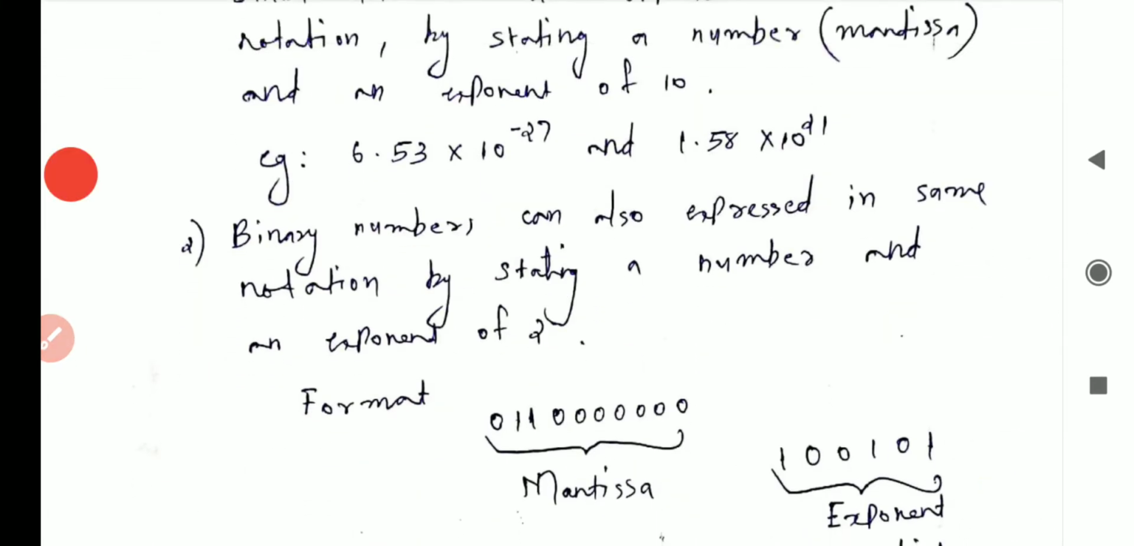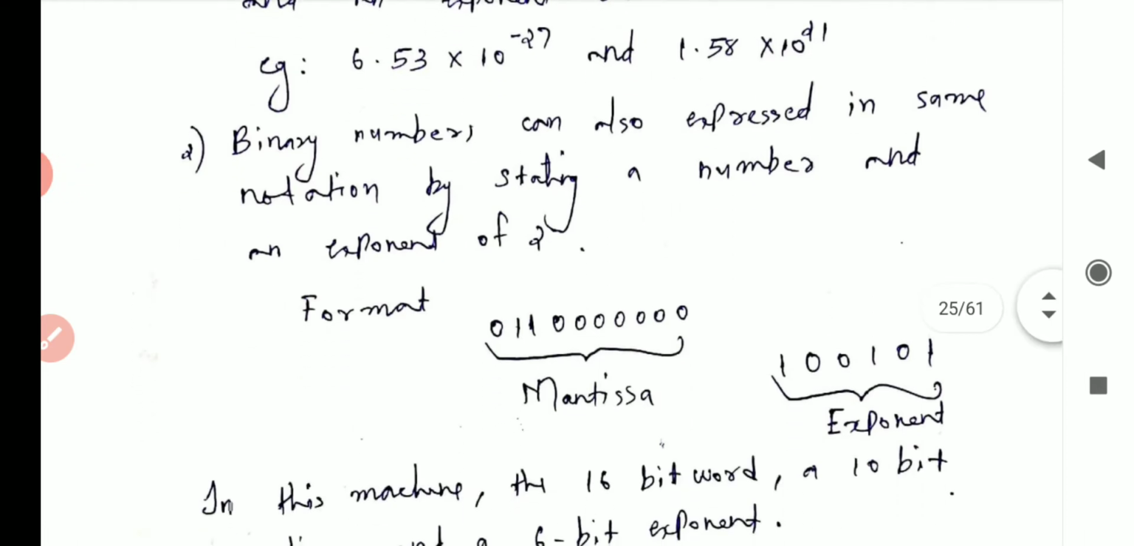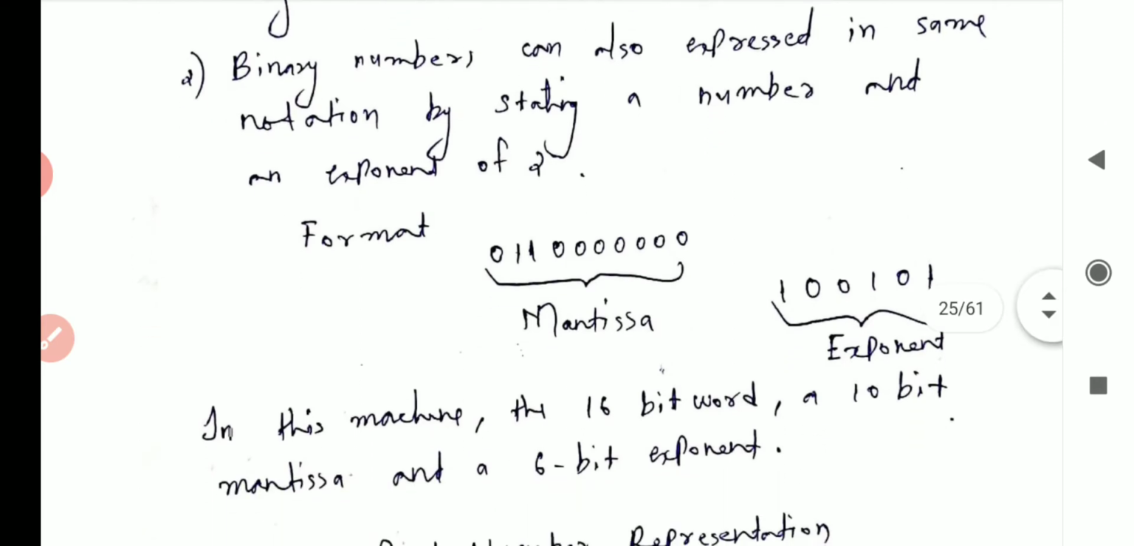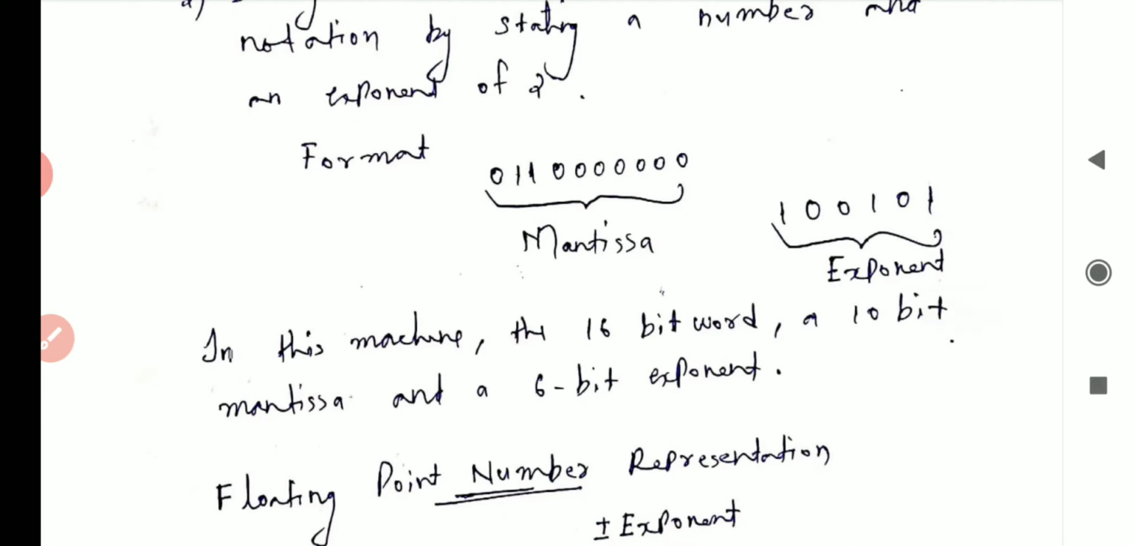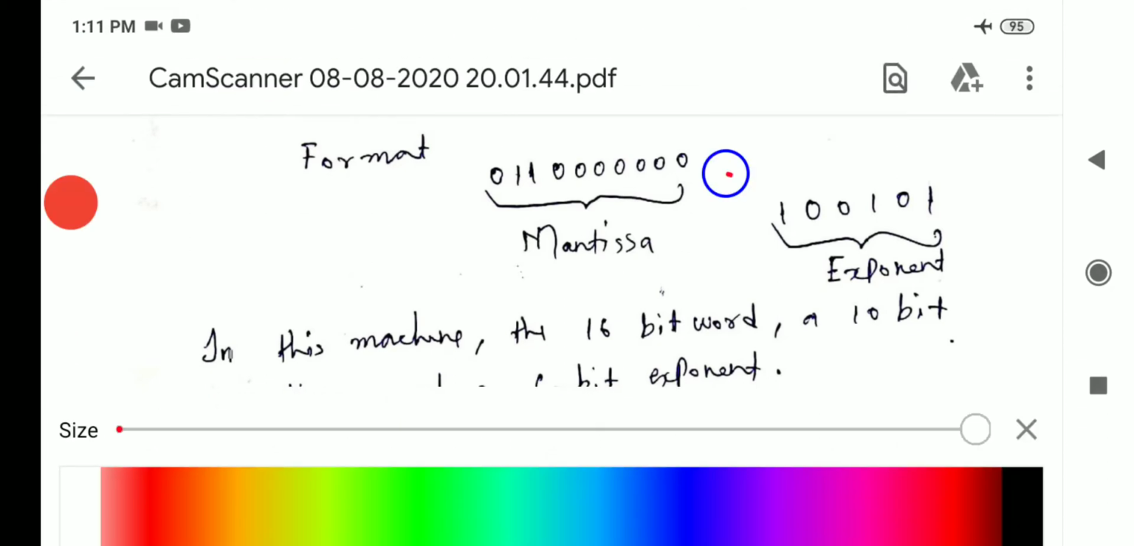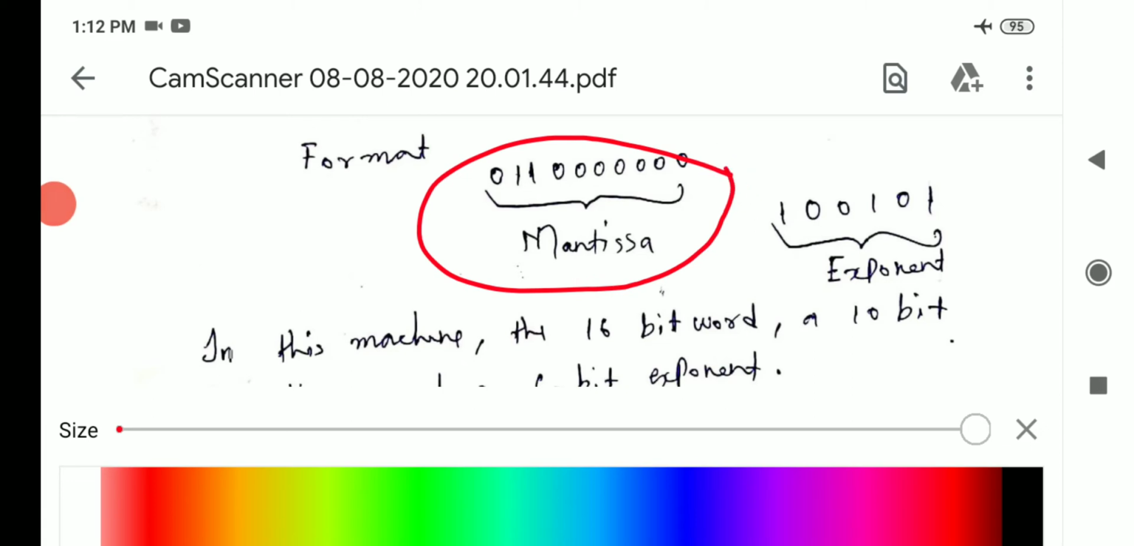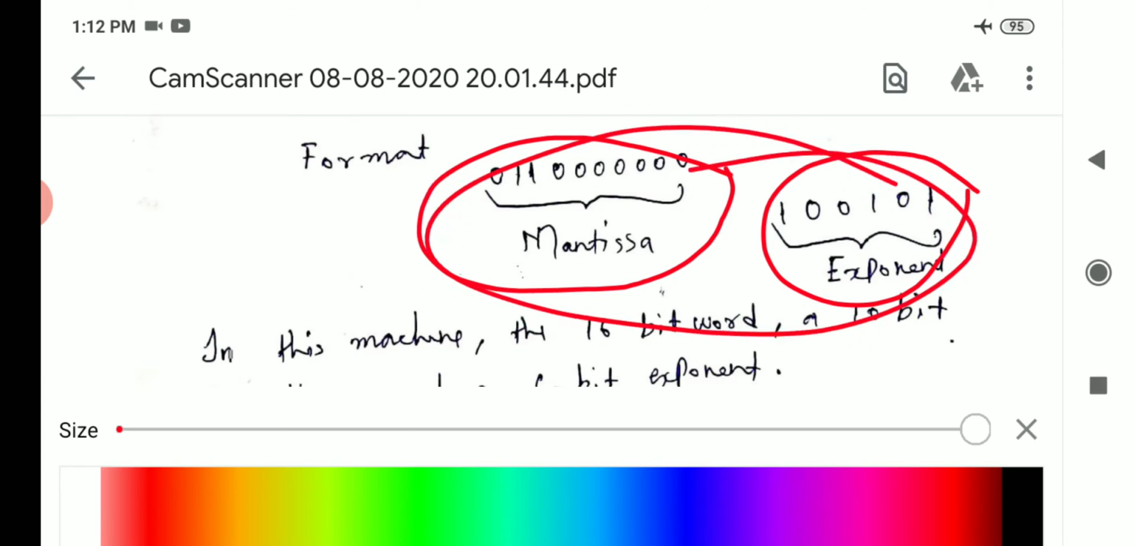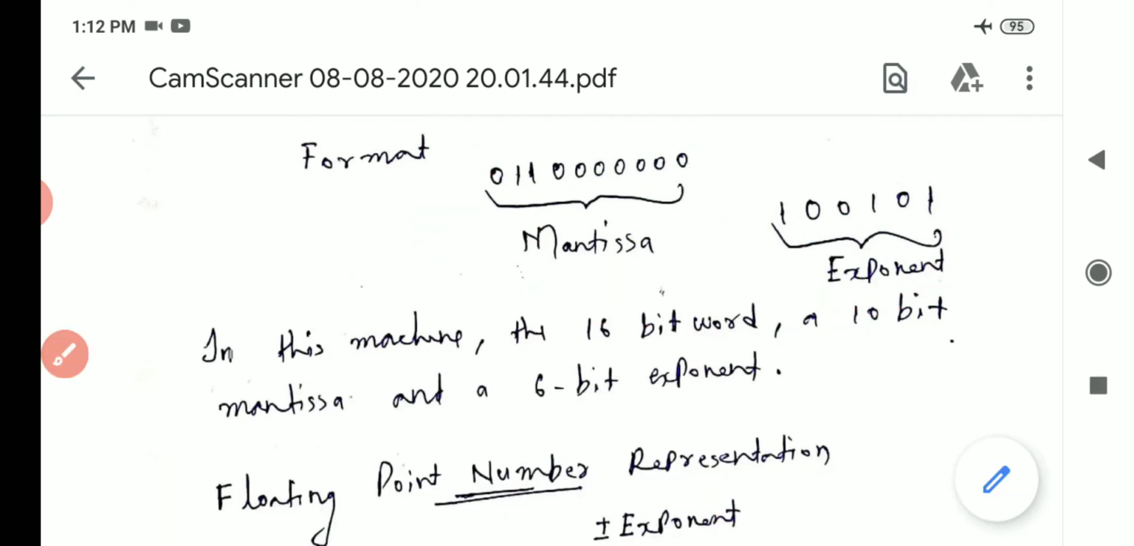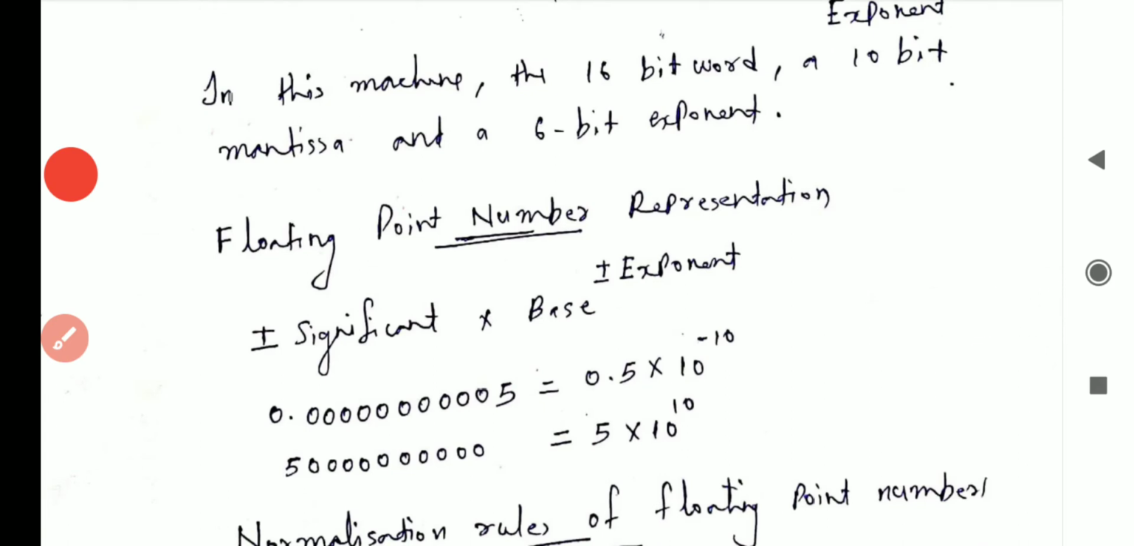Likewise, binary numbers can also be expressed in the same notation by stating a number and an exponent of 2, that is, a mantissa and an exponent. In this machine, a 16-bit word is split into a 10-bit mantissa and a 6-bit exponent. The total is 16 bits. In the binary case, this 16-bit word can be expressed as a mantissa and an exponent. Now some rules for floating point number representation.